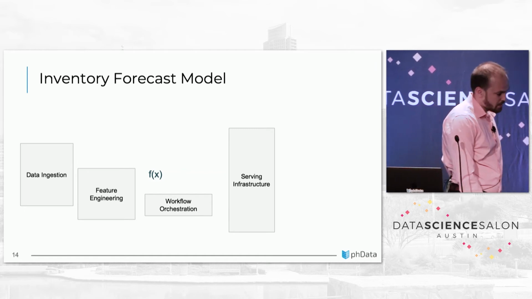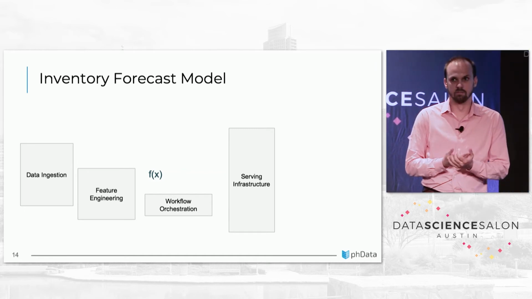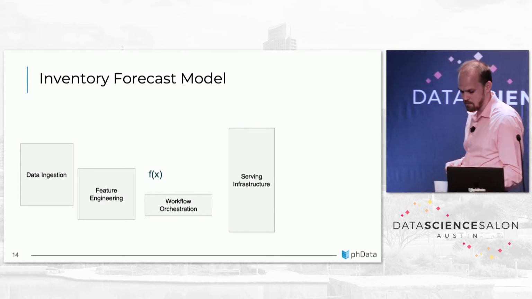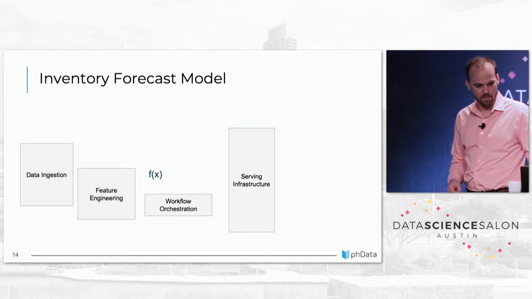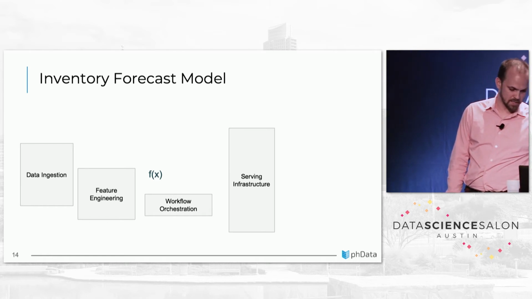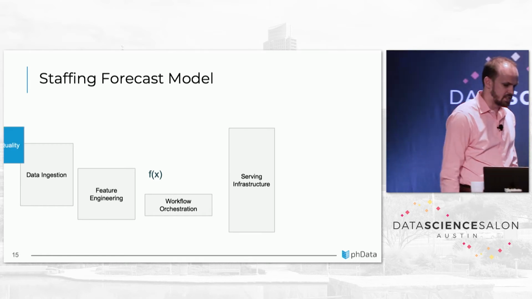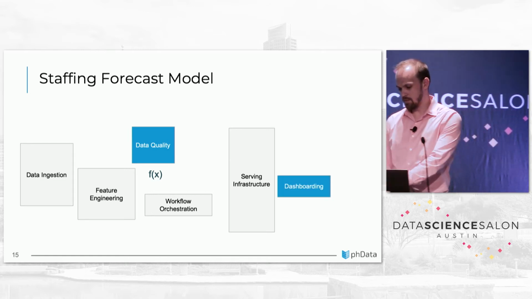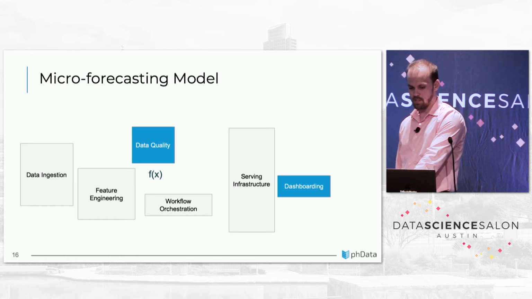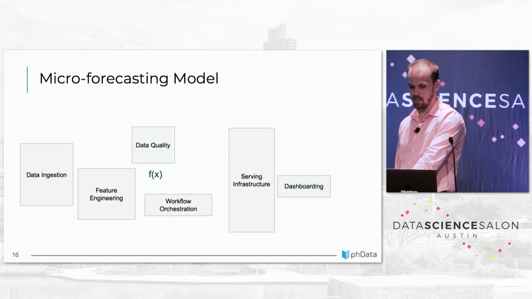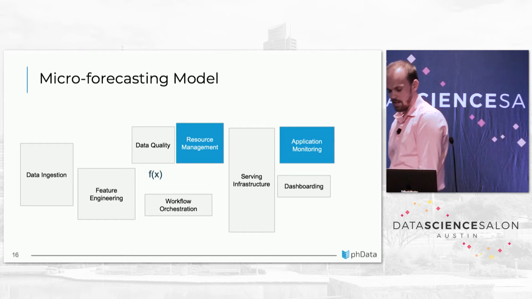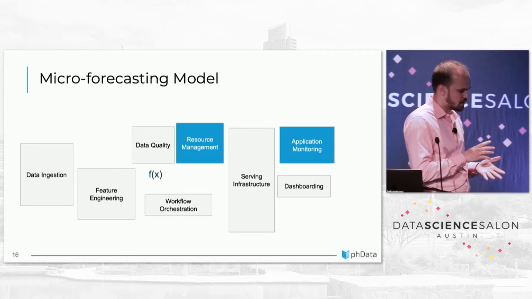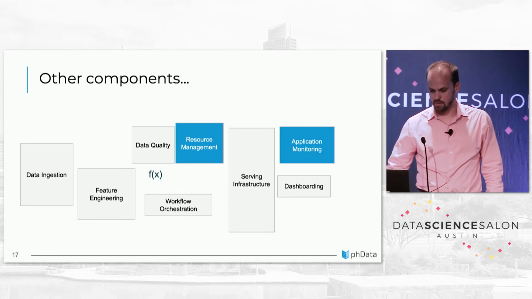So let's start by building up a coalescence, if you will, of our different architectures and see if we can start layering some best practices in. So here's our inventory forecast model. Let's layer in the staffing forecast model. So they had data quality and dashboarding. And then micro forecasting had resource management and application monitoring. And then, as we talked about, there's security, there's governance, there's all these other things that we need to consider, so let's layer those in too.